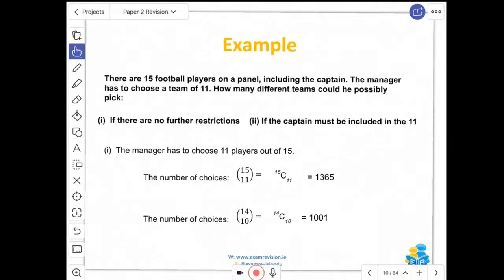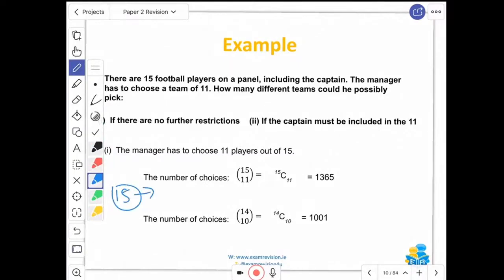And then the second one is if the captain must be included in the 11. So what you need to think about then is, well, now he actually doesn't have 15 players to pick from because he has to pick one for the captain. So that means he actually only has 14 players left to pick, but he needs to pick 10 of them now because the captain's spot is obviously gone. So you're going to do 14, you're going to press shift on your division sign to get choose, and 10, and that gives you an answer of 1001 for that one.